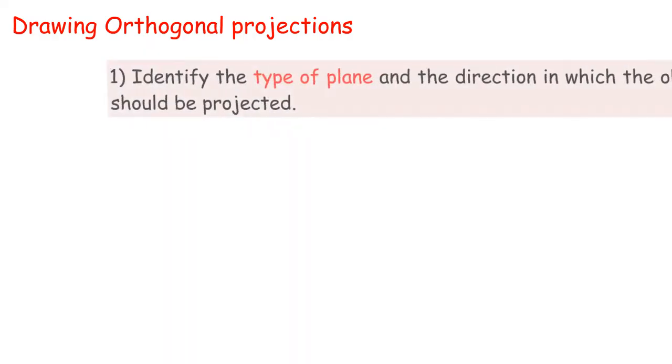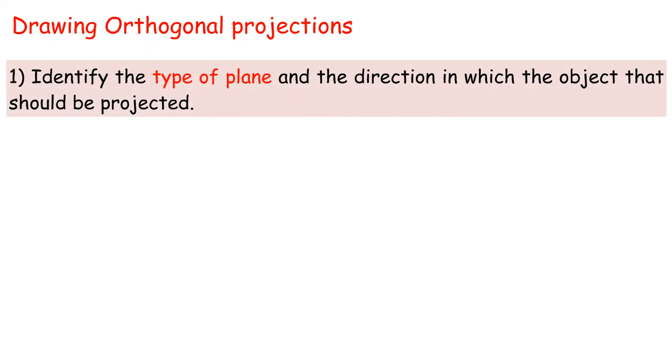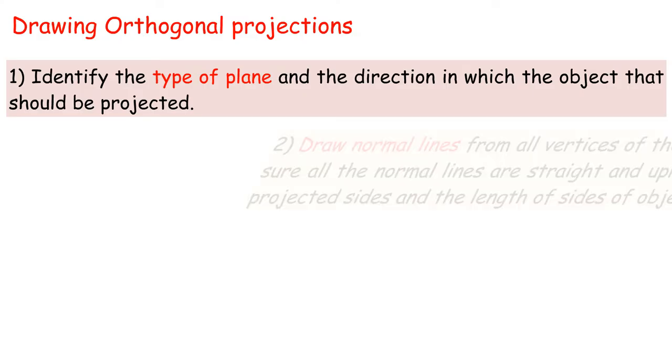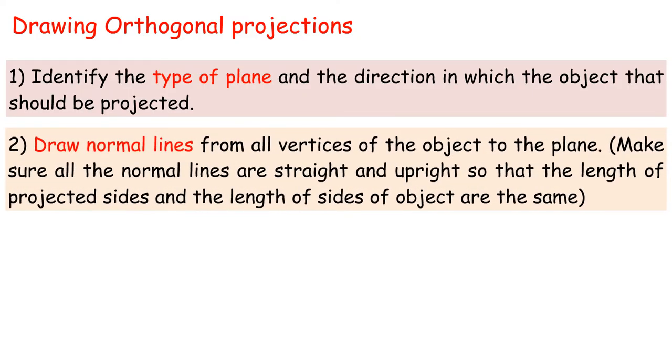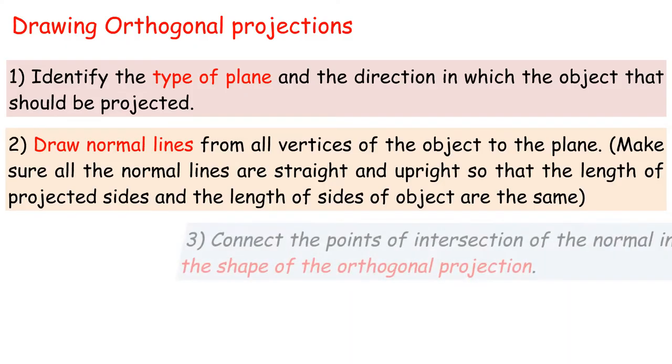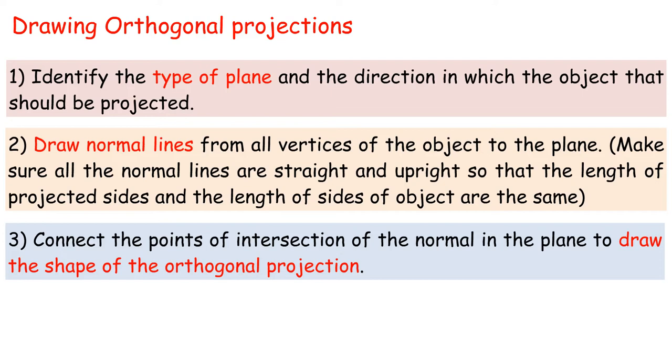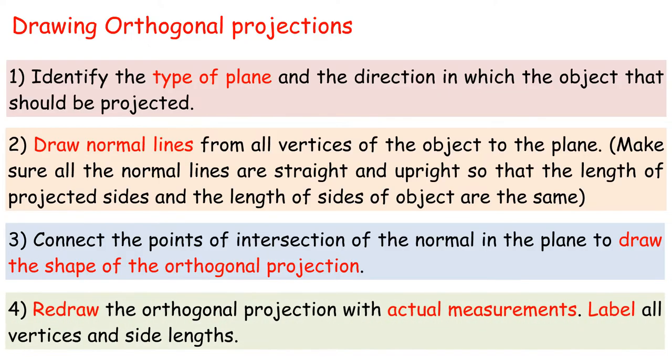Drawing orthogonal projections. 1. Identify type of plane, direction in which the object that should be projected. 2. Draw normal lines from all vertices of the object to the plane. 3. Connect the points of intersection of the normal to the plane to draw the shape of the orthogonal projection. 4. Redraw the orthogonal projection with actual measurements. Label all vertices and side lengths.